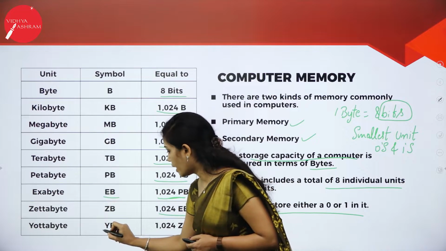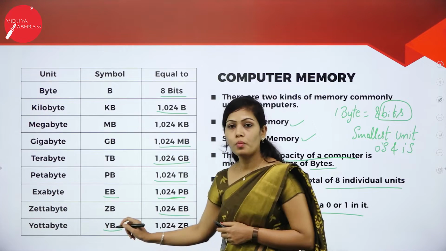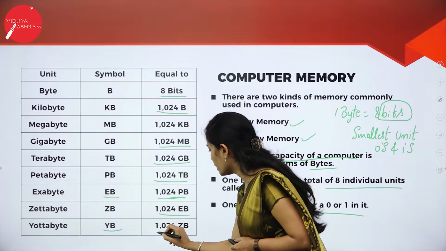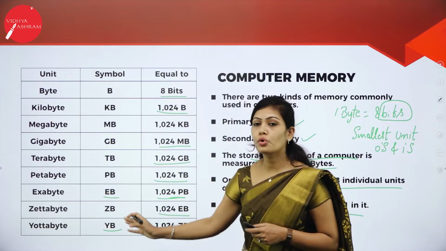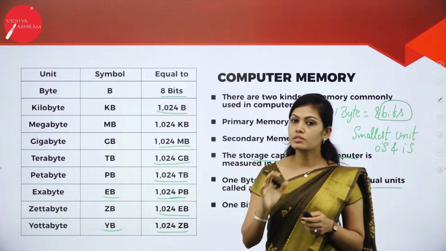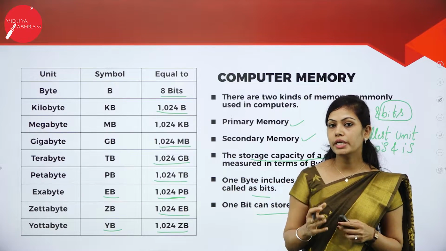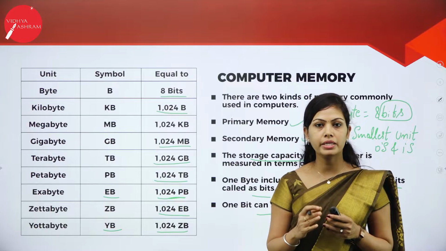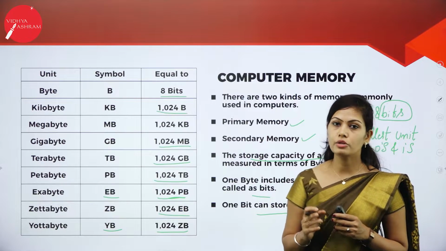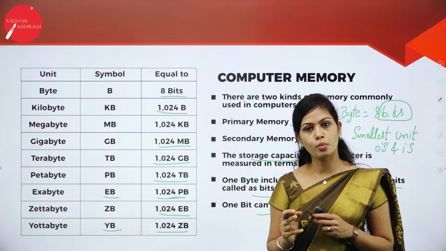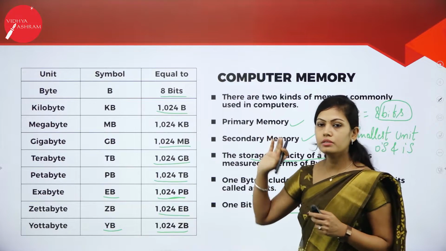And last one we have YB, yottabyte. 1 yottabyte is equal to 1024 zettabyte. So these are the storage capacity of a computer. Storage capacity can be measured in terms of bytes. 1 byte is equal to 8 bits. Bits means a digital value, either 0 or 1. So this is called computer memory.